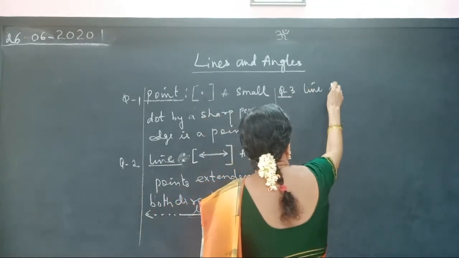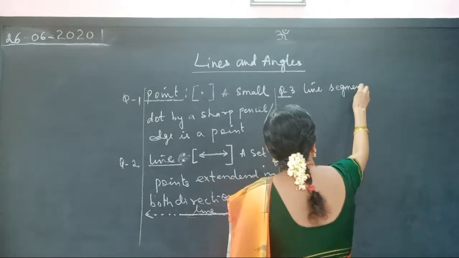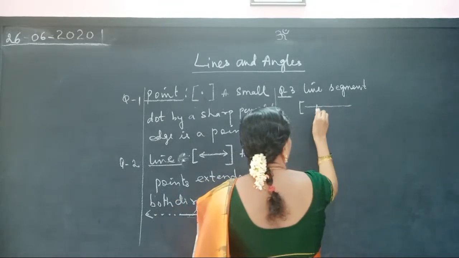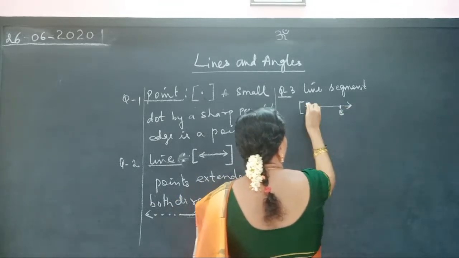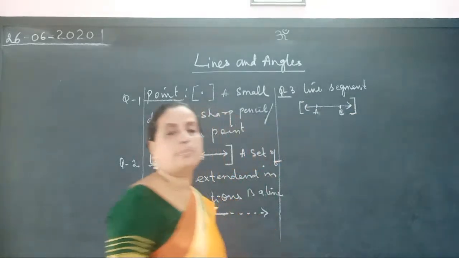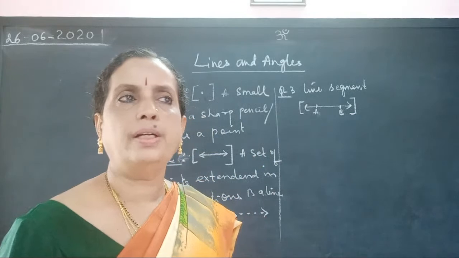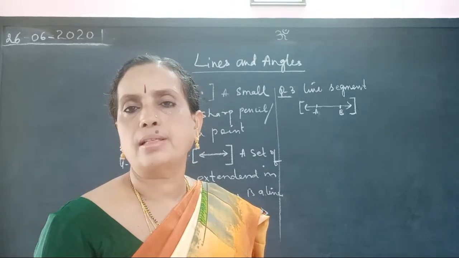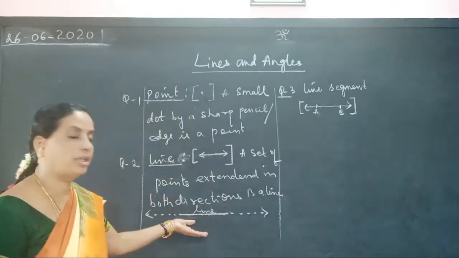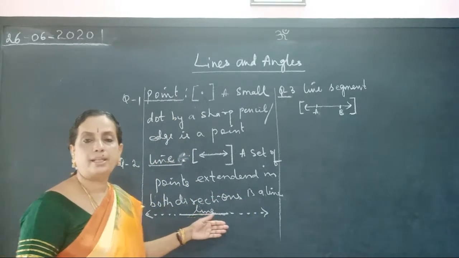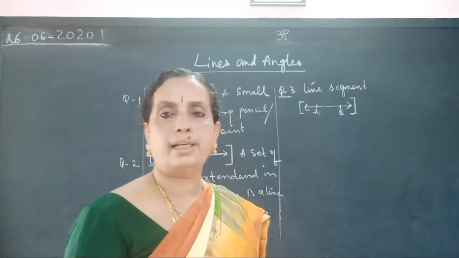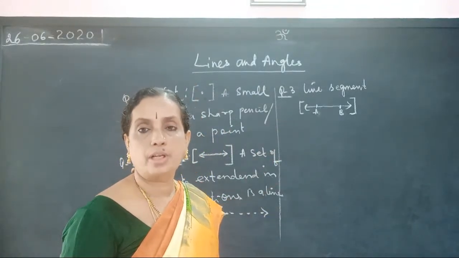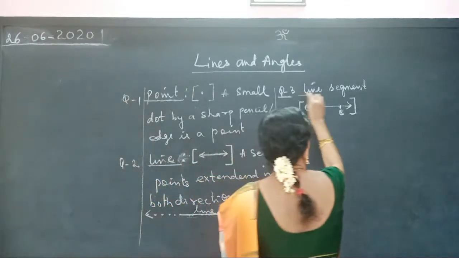Line segment. We write a line segment like this. It is a part of a line having two fixed points. So we can measure a line segment but we cannot measure a line. A line is extending indefinitely in both directions, whereas a line segment has fixed points and we can measure it. It is a part of a line.